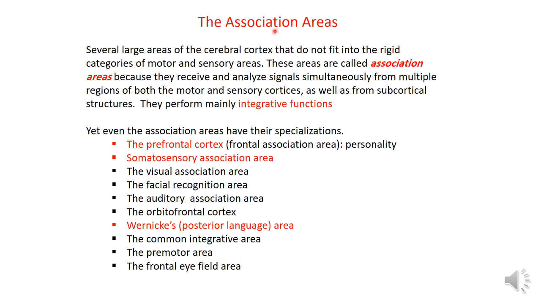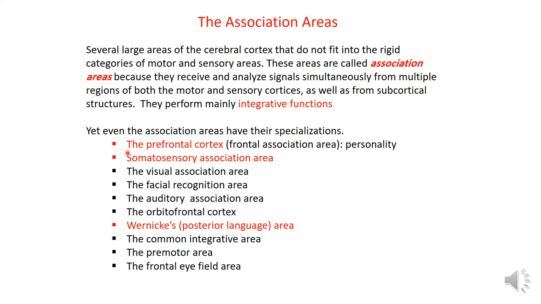The association areas. We classify the areas of the brain into sensory areas, motor areas, and association areas. We have areas that don't produce either sensory or motor functions. They produce understanding of the meaning of sensations, interpretation of information, and memories, and they control behavior. These are called the association areas.